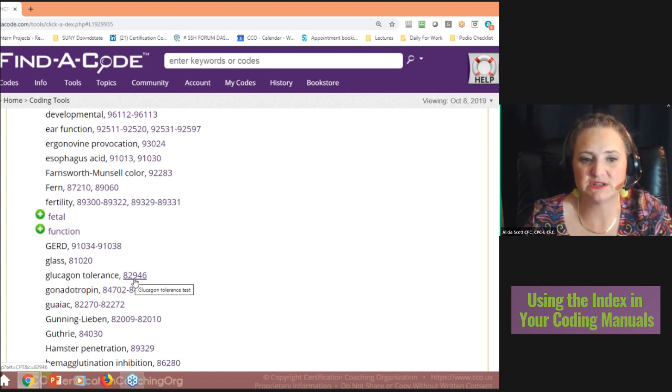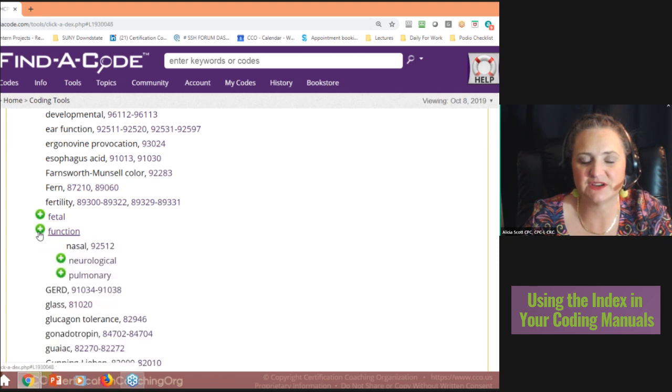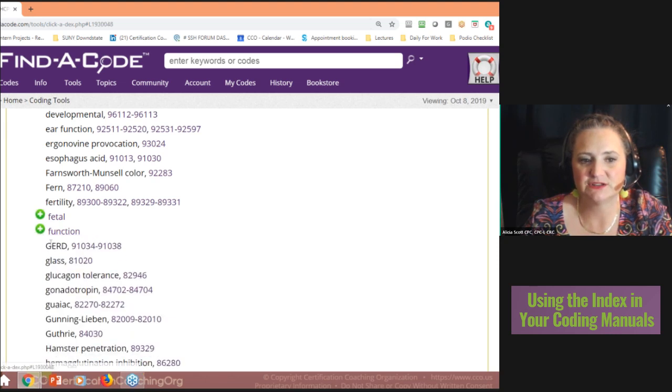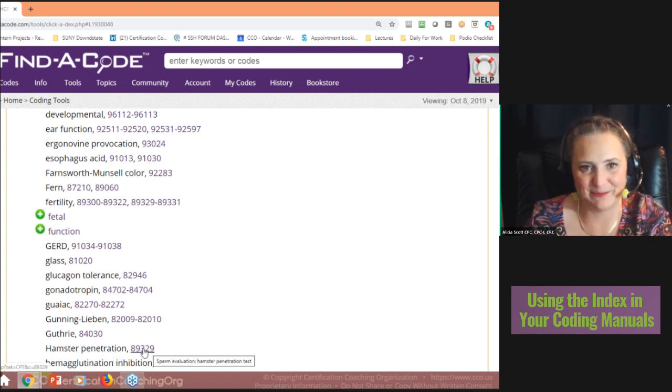So what did we look up? We looked up test. What were they trying to test? They were trying to test the function of something. What's the function? No, that's actually another one. See, there are all different types of functions. That's not what I wanted. So be careful with your indents. So are we doing a test for GERD? Are we doing a gas test? Or a glucose tolerance test? Okay. Look, hamster penetration. You know what that is? Go look it up.